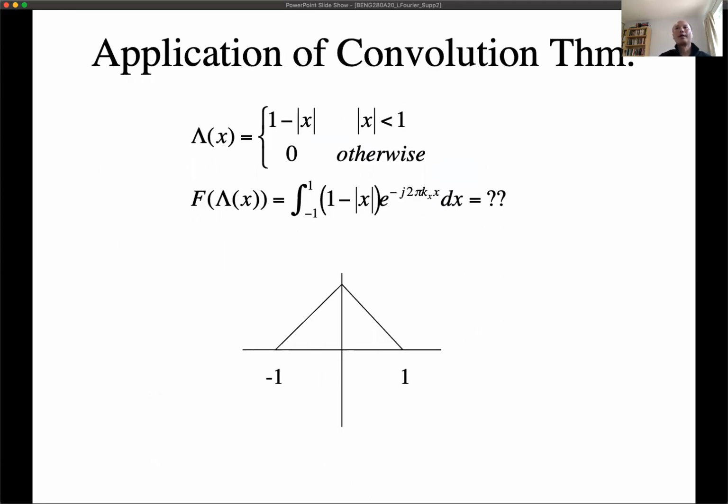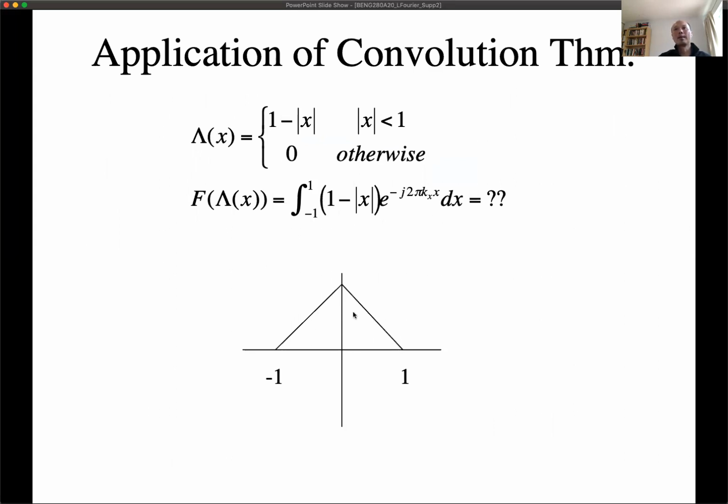So let's look at a nice application of this. Here we have the rectangle function that goes from -1 to 1, okay? And the question is, what is the Fourier transform of this function? Now, you could obviously evaluate this by hand using probably separation of variables, okay?